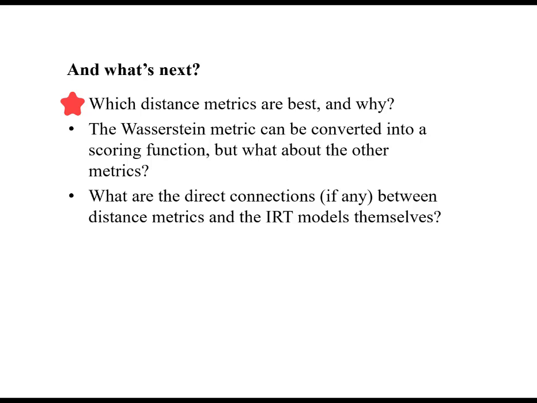Okay, well, what's next? We still don't really have good criteria for deciding which distance metrics are best and why. There's still a lot to be explored there. We've also seen that the Wasserstein metric can be easily converted into a scoring function, but I haven't been able to show you how it can be done with the other metrics. In principle, there should be ways of doing this, and I'm sure that there are, but we haven't got them yet. And then finally, there are still some direct connections between distance metrics and the IRT models themselves. This still has yet to be explored.